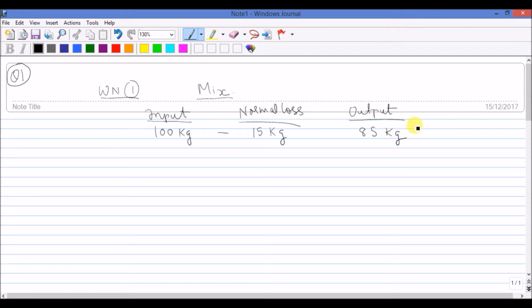So the working note 1 is to find the mix. Let us assume the input is 100 kg. Then there is a normal loss of 15%, so 15 kg would be the normal loss. So the output would be 85 kg. So this we need to do.